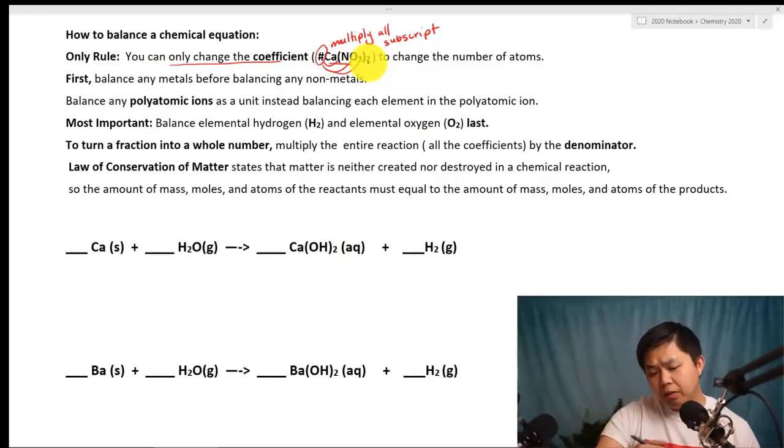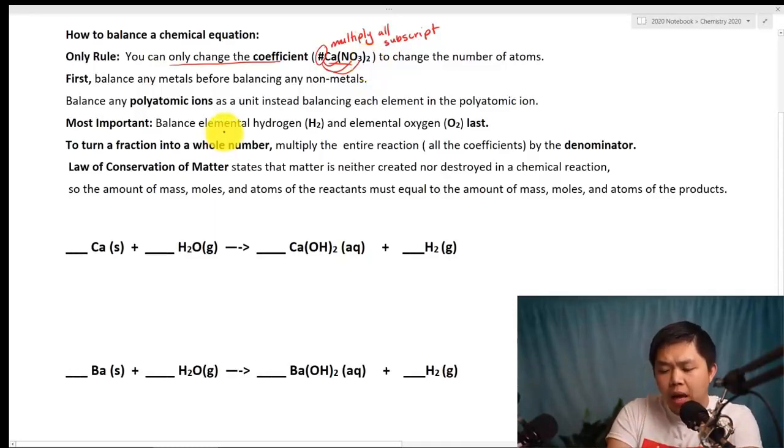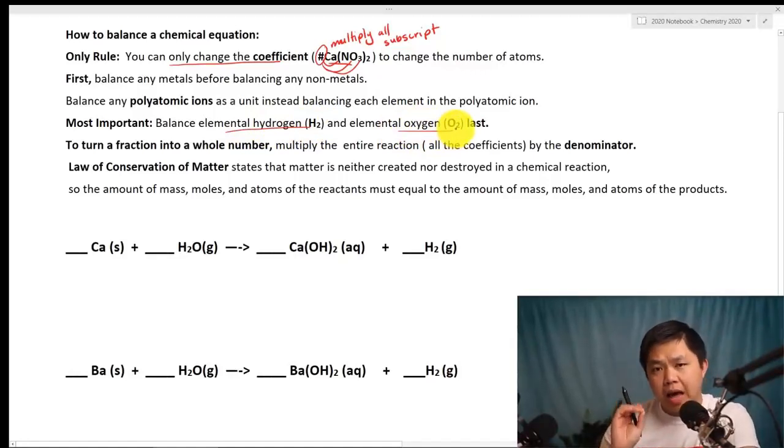But in addition to that one important rule, there is a little trick that you should pay attention to, and one of the most important ones is that we always want to balance the elemental hydrogen or elemental oxygen last. That means we're going to save it for last, and we are going to balance other elements first, especially metals. Okay, so let's do an example problem.